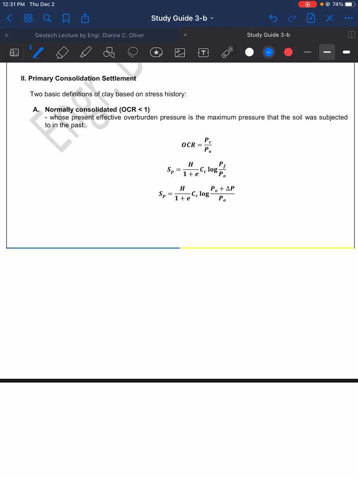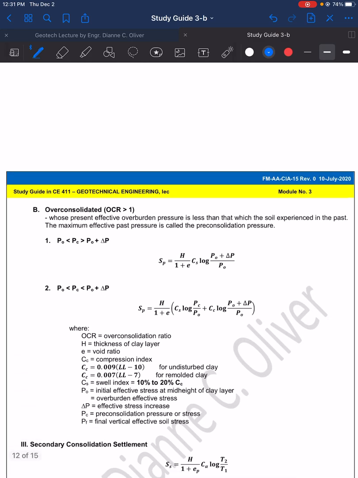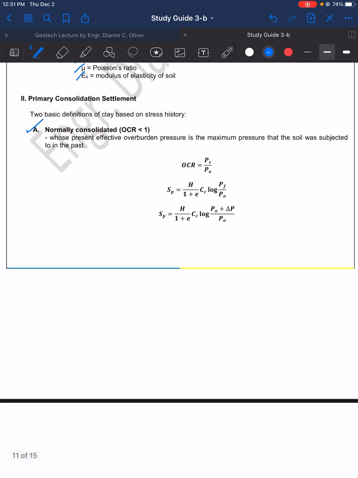Okay. The second one is the primary consolidation settlement. We have two basic definitions of clay based on stress history. We have the normally consolidated, in which OCR is less than 1. And then we have the second one here, the over-consolidated, where OCR is greater than 1. Okay? So this first one here, we have the normally consolidated, wherein OCR is less than 1. So what is OCR?